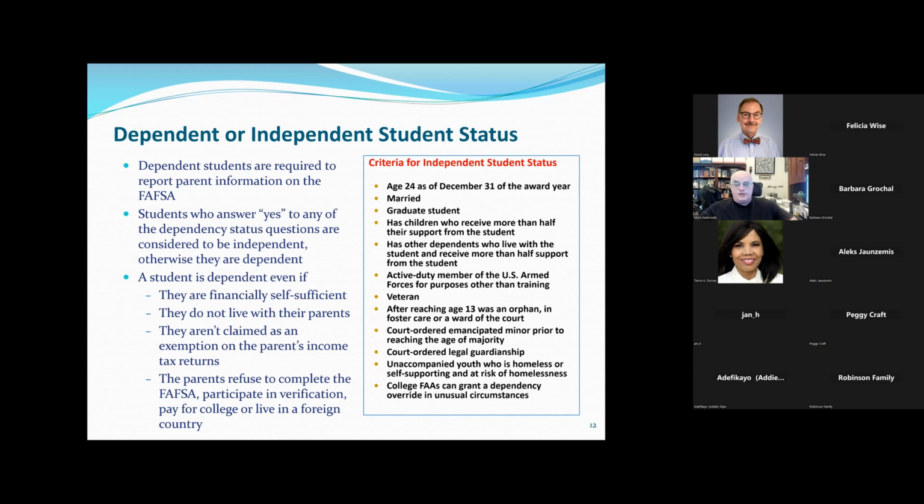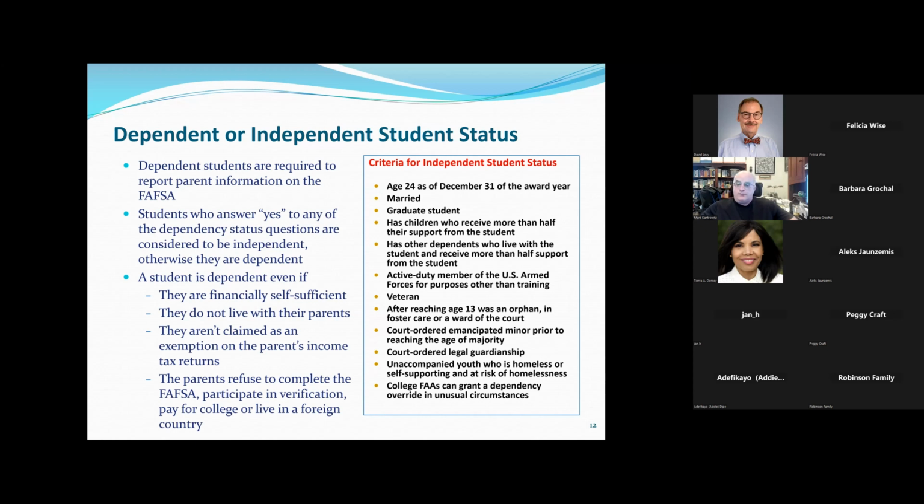Now, on the right-hand side, you see the dependency status questions, and I'd like to add a few insights on them. To be considered a veteran on the FAFSA, the student must have served at least 1 day on active duty, including for basic training, and have been discharged under any condition other than dishonorable. Now, there are some conditions that sound like dishonorable, but they are not dishonorable. So the actual wording matters.